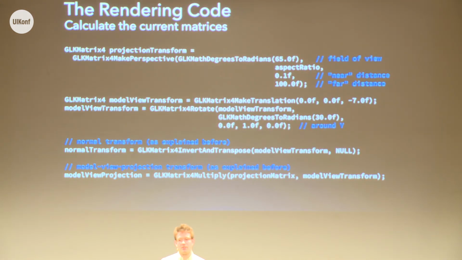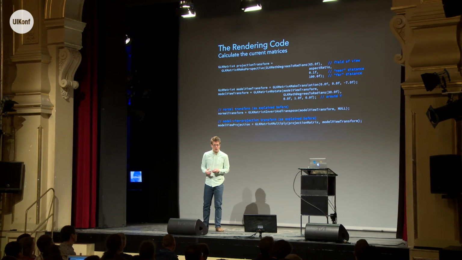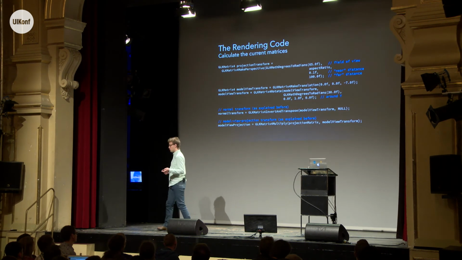Then it's time for us to calculate the matrices that we're going to pass to the shaders. And GLKit helps us with this as well. It can create the projection transform for us. And in this example, I have decided that the model view matrix corresponds to moving the model back a few steps and then rotating it to the side. So I'm just making those calculations myself. And as I explained before, the normal transform is the inverse and transpose of the model view matrix, and GLKit can calculate that for us. And the model view projection is the model view and projection matrices multiplied.